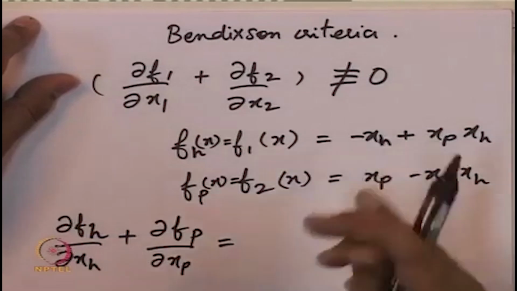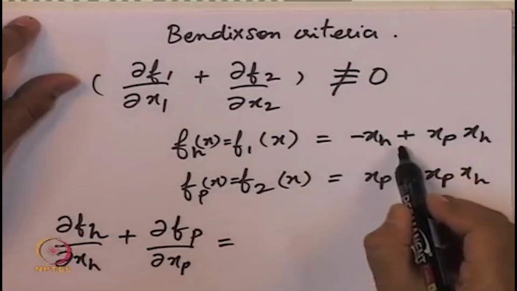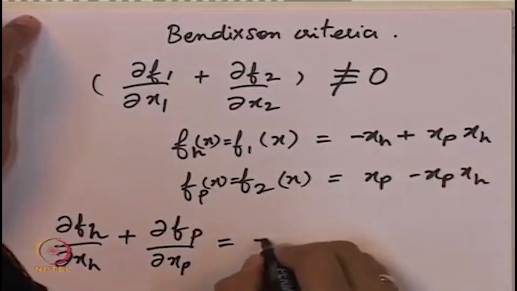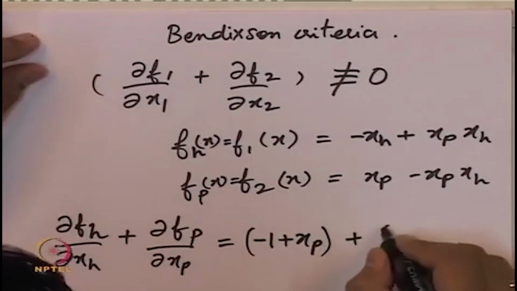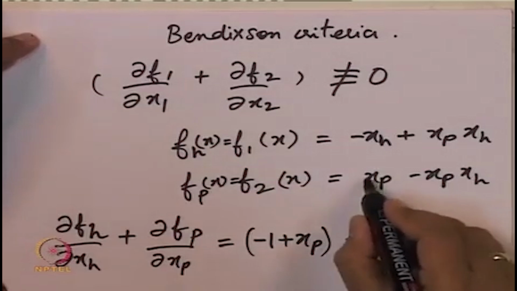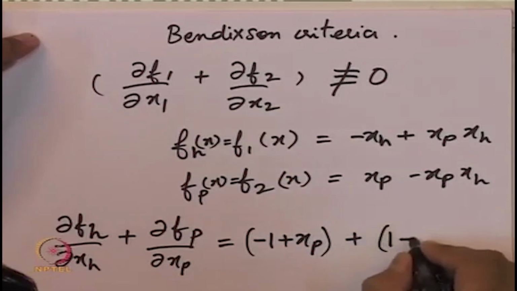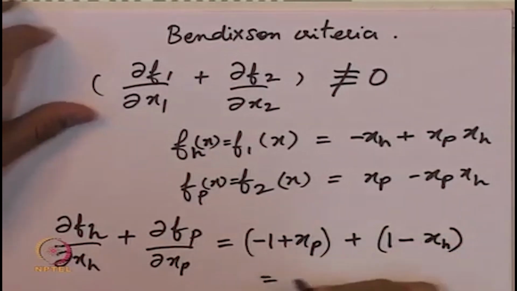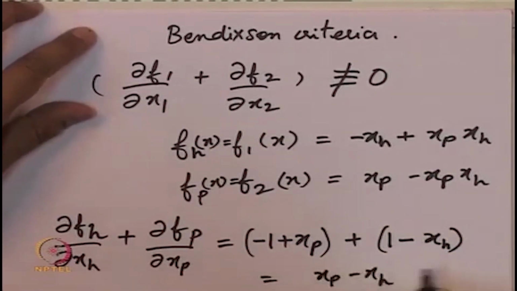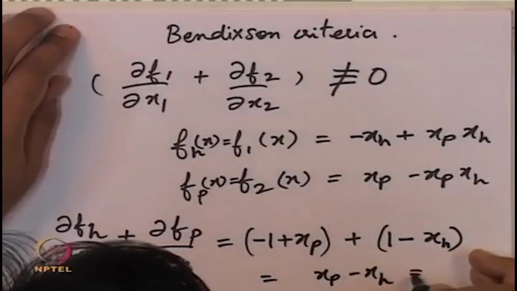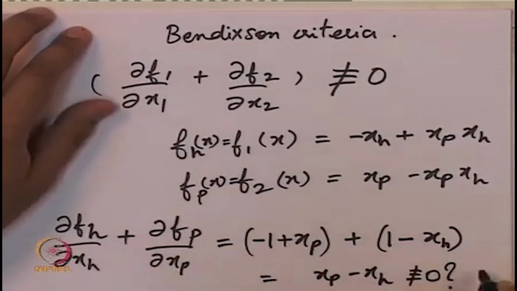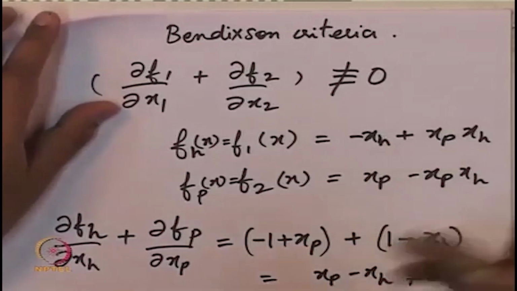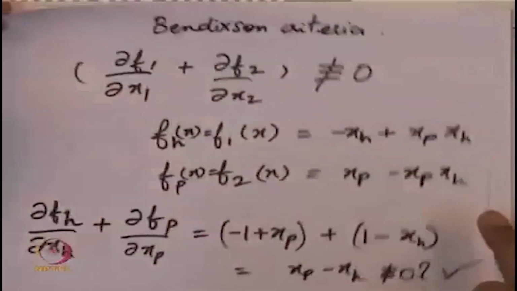When we evaluate this, we get derivative of this with respect to xh is equal to minus 1 plus xp, plus derivative of this with respect to xp, we get 1 minus xh. So this is equal to xp minus xh. So is this identically equal to 0? No, it is not identically equal to 0. That is why we can go ahead and apply the Bendixson criteria. Let us now apply it and see.